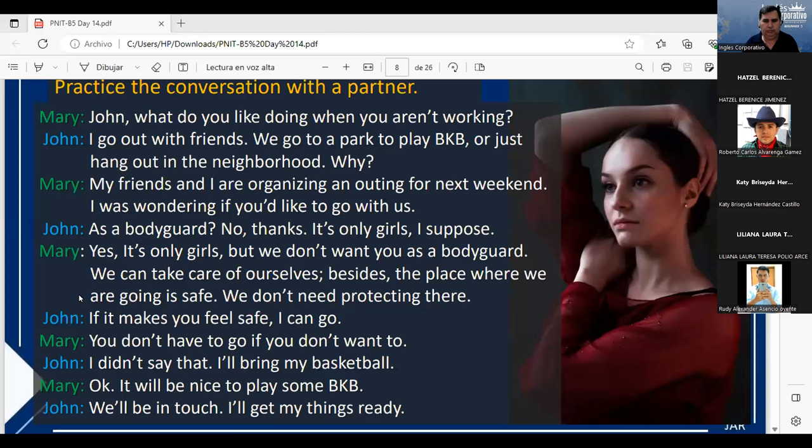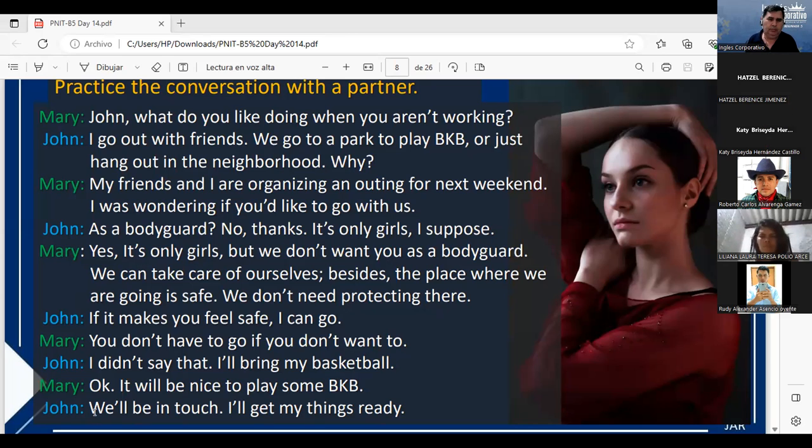The place where we are going is safe. We don't need protecting there. If it makes you feel safe, I can go. You don't have to go if you don't want to. I didn't say that. I'll bring my basketball. Okay. It will be nice to play some basketball. Well, be in touch. I'll get my things ready. Thank you. Next.